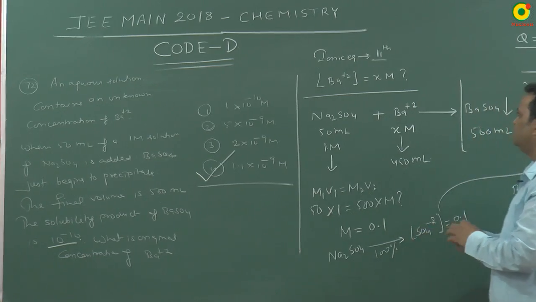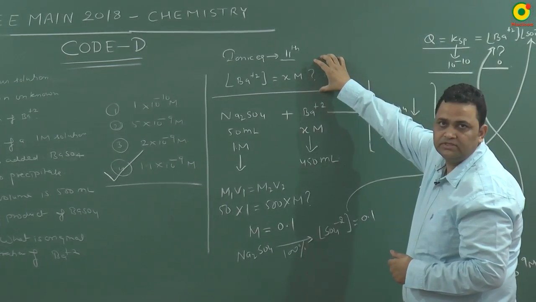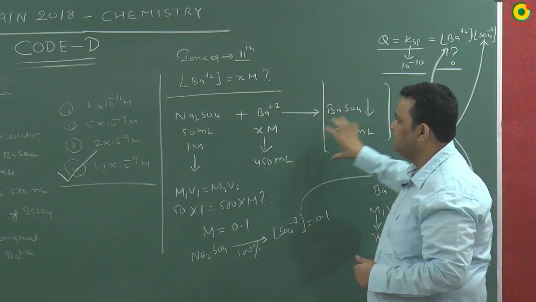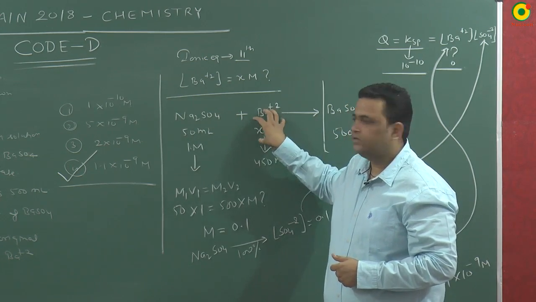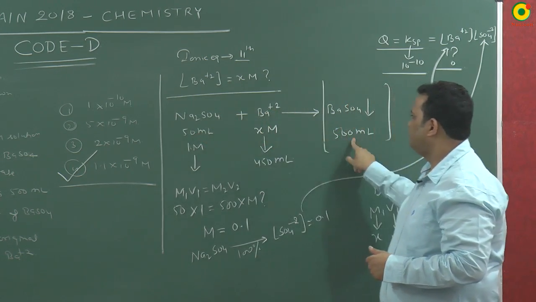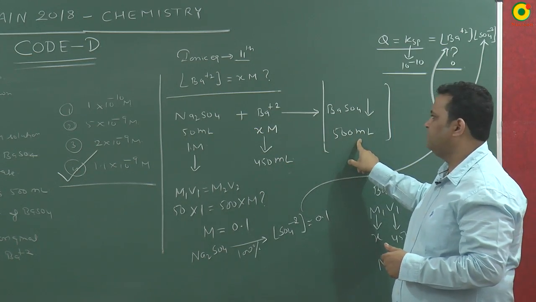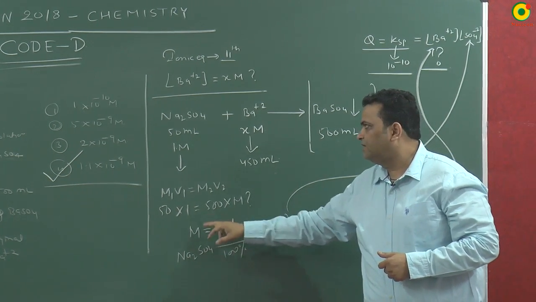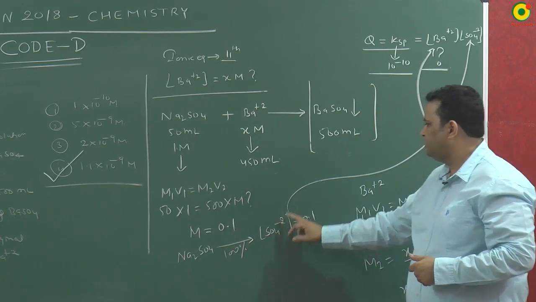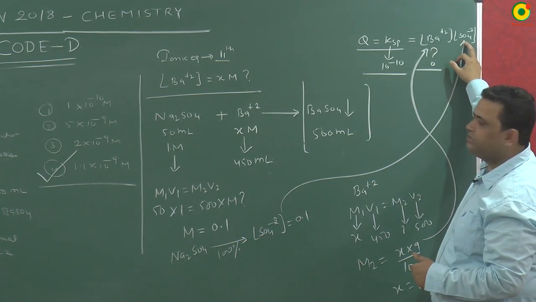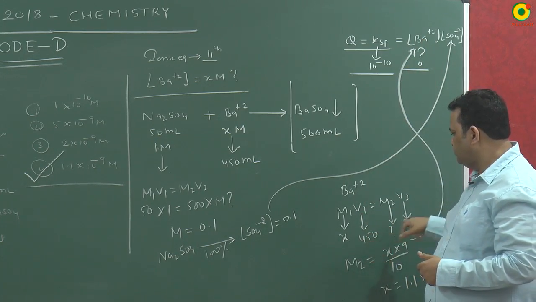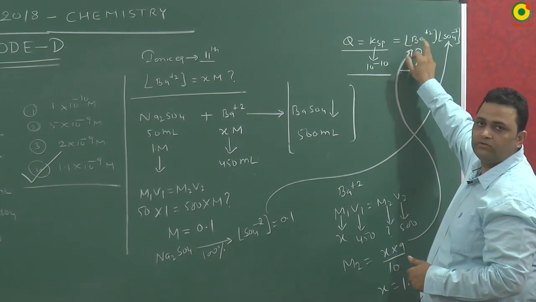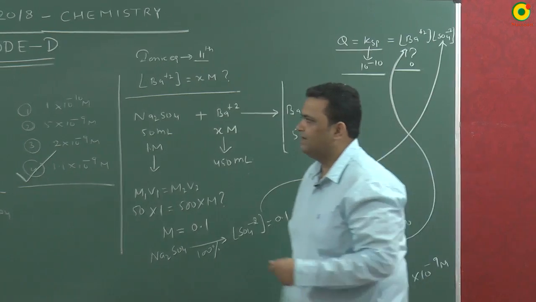We can understand it again. Ba2+ was originally x molar, 450 ml was added so that the final volume becomes 500 ml. These two solutions are diluted, 50 ml to 500 ml and 450 ml to 500 ml. So we are putting the M1V1 formula for dilution. The final molarity of Na2SO4 is 0.1, so sulfate is 0.1. We are putting it in the Ksp expression, and Ba2+ is 450 to 500 ml, so the final molarity of Ba2+ is x into 9/10. After putting it over there, x is 1.1 into 10 to the power minus 9.